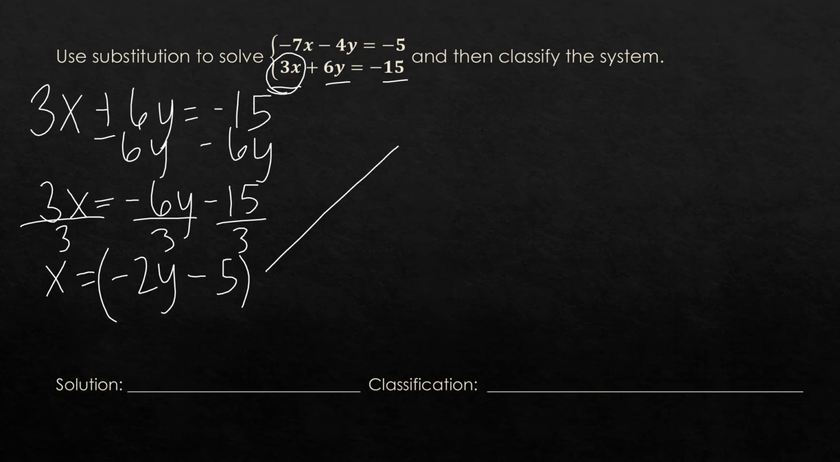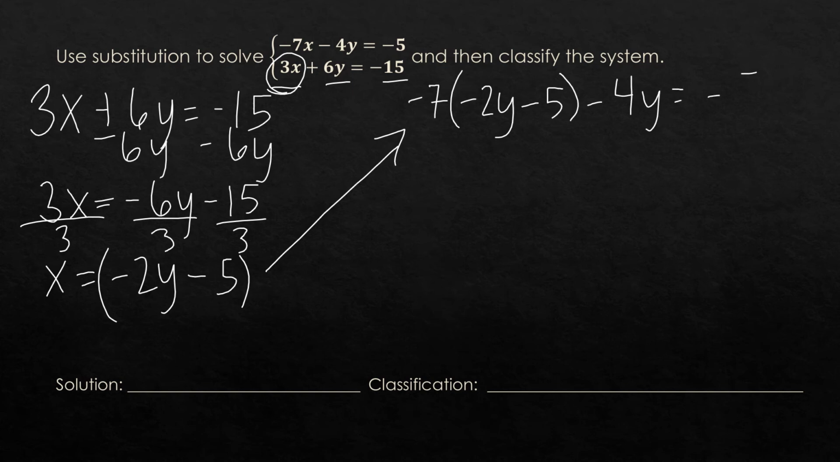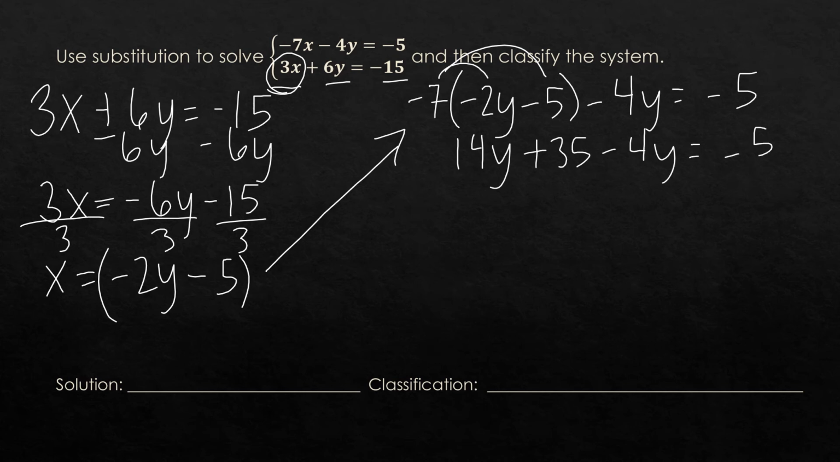So now I'm going to take that and plug it back in to the other equation, the one that I did not use. Okay, again, if you plug it into the same one, you're just going to get infinite solutions every time. So I'm going to plug it into the first, negative 7 times x, which is now negative 2y minus 5, minus 4y equals negative 5. I'm going to distribute. So we get positive 14y plus 35 minus 4y equals negative 5.